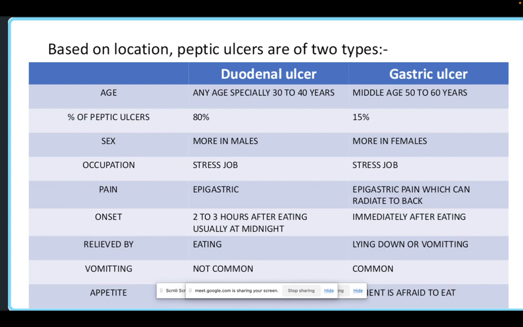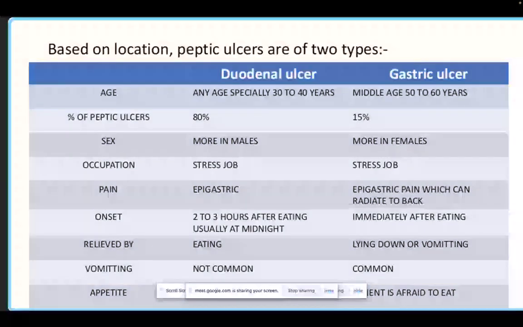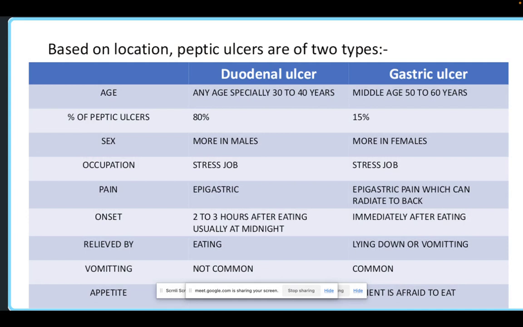Duodenal ulcers occur more in males. Gastric ulcers occur more in females. Duodenal ulcer and gastric ulcer patients usually do stress jobs. Duodenal ulcer pain is felt in the epigastric region, and gastric ulcer pain is felt in the epigastric region, which can be radiated to the back. Duodenal ulcer pain onset is usually 2 to 3 hours after eating, usually at midnight.